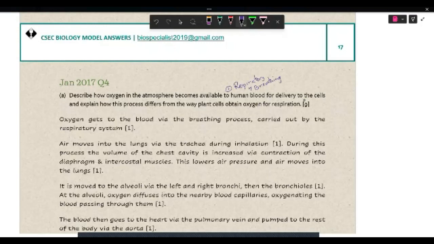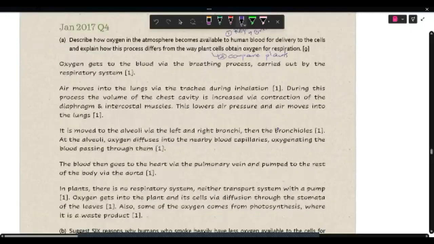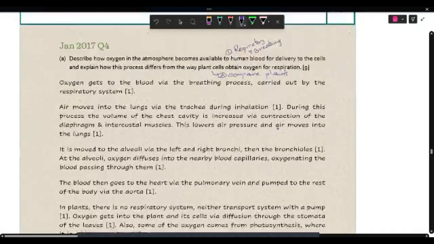Okay. And the next part looks at the way in which plants, so we're going to compare plants. Right? Okay. So how do we go about this?